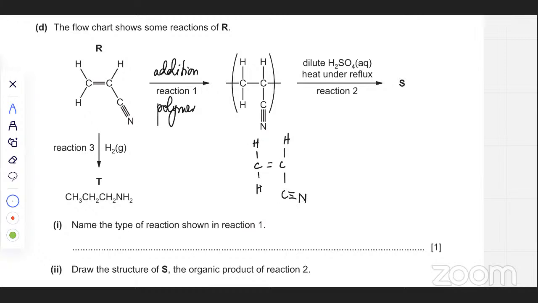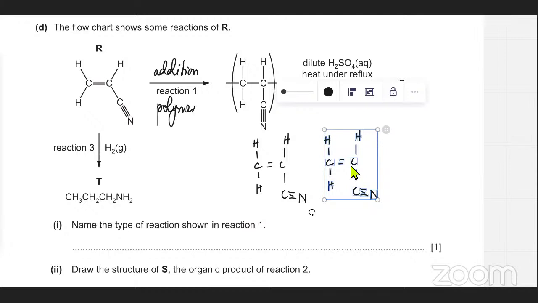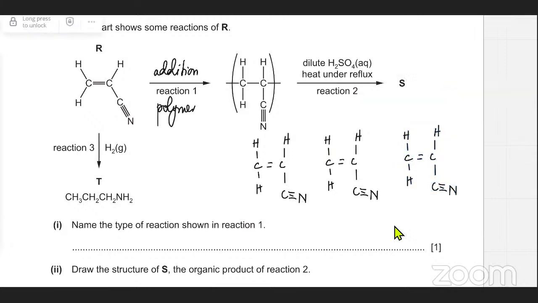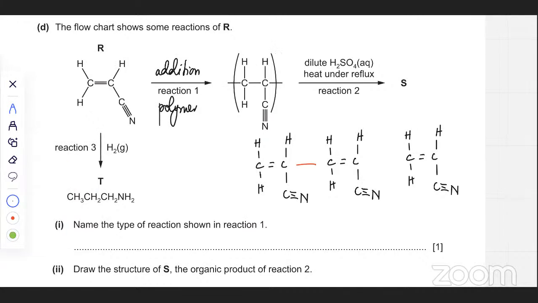And there's going to be another molecule. So I'm just going to copy paste that one. So that's one. Here's my other one. And we can have another one. So for a polymer, thousands of monomers would link up and start bonding with each other. The only way that's possible is if the middle double bond changes into a single bond. It becomes saturated. So that's how this molecule is formed. That's addition polymerization. So the answer to this one is that they are addition polymers.